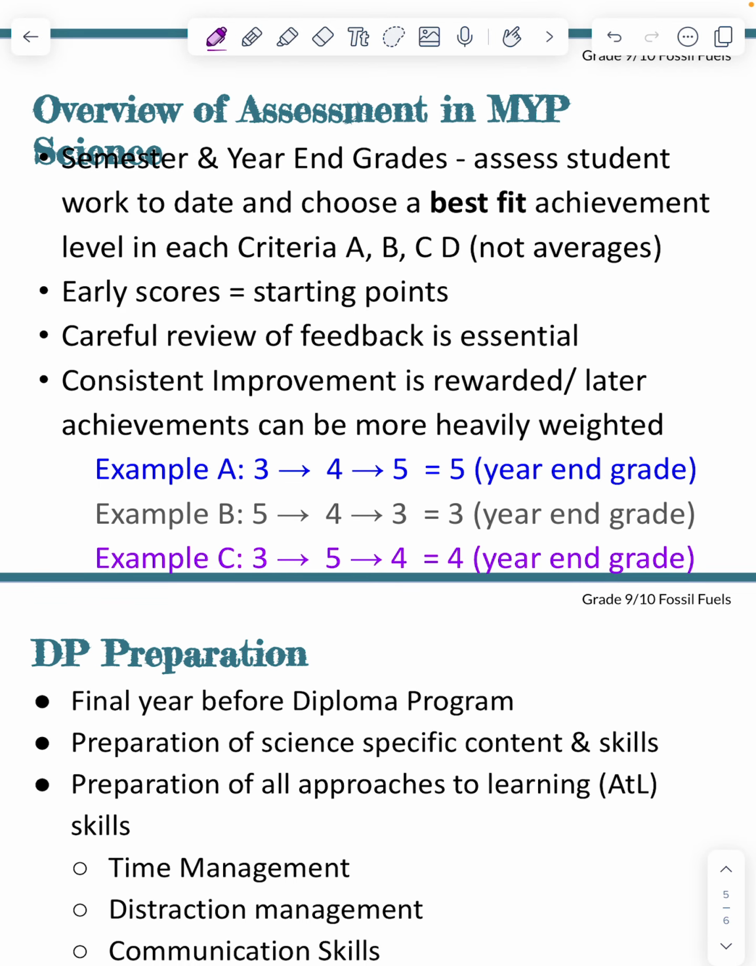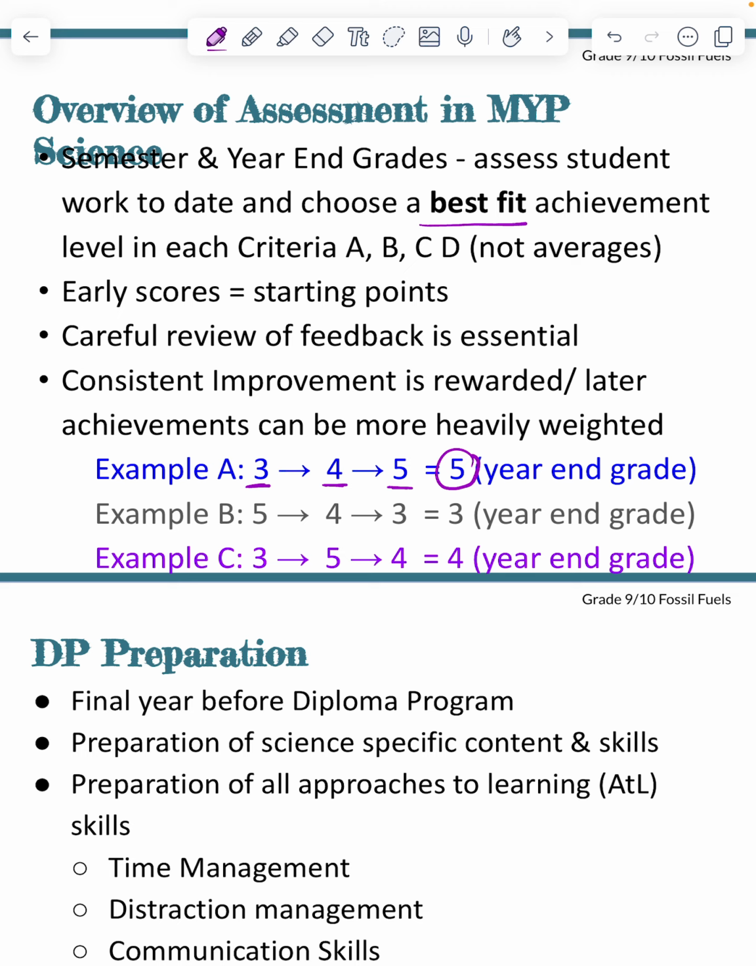Another note that I think is really important about assessment is that the semester and year-end grades are done with a best fit approach. And what that means is that they don't have to be averages of your scores from throughout the year. So for example, if you were to do 3 criterion Bs and you started the year with a 3 on your first one, and then you earned a 4 on your next one, and then you earned a 5 on your last one, I would very likely give you a 5 for your score at the end of the year in criterion B, because that last score is the best reflection of where you are at the end of the year.